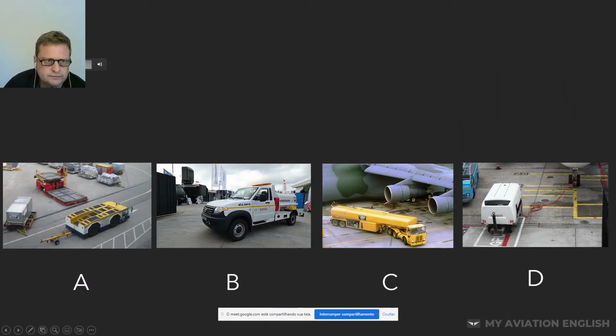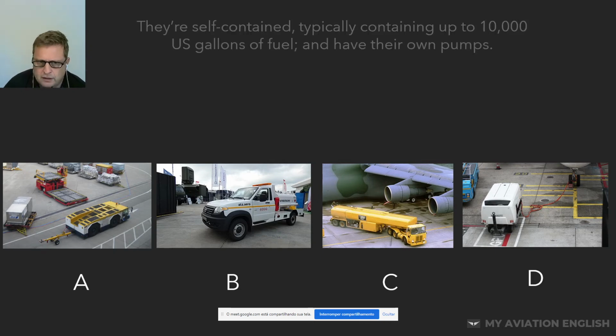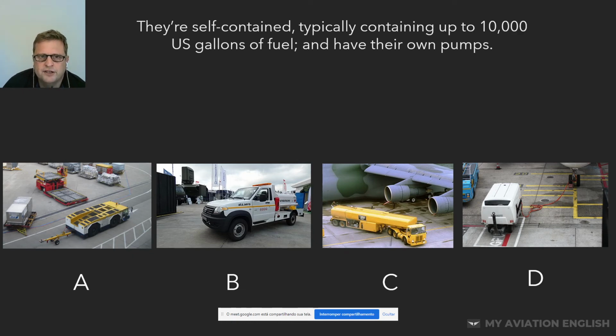Another one. They're self-contained, typically containing up to 10,000 US gallons of fuel, and have their own pumps. Letter C, the fuel truck. Fuel truck, correct. They are self-contained, typically contain up to 10,000 US gallons of fuel and have their own pumps, né? São autocontidos, tipicamente contendo 10.000 galões e têm suas próprias bombas.